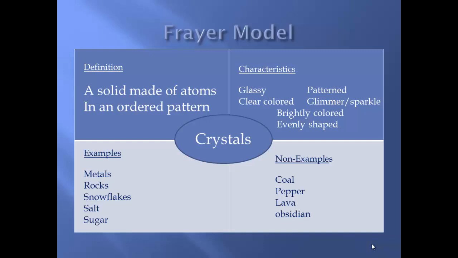In the top right-hand corner, they are going to bullet or list characteristics of crystals, and this particular group of students came up with things like they're glassy, it's clear colored, it's patterned, it glimmers, it sparkles, it's brightly colored, it's evenly shaped. If it's something which is correct, but it might be worded a little bit differently, and you're having students brainstorm characteristics, it's always good to brainstorm it and then ask the students if those are appropriate and actually support the word, or do you have to remove some off of the list.